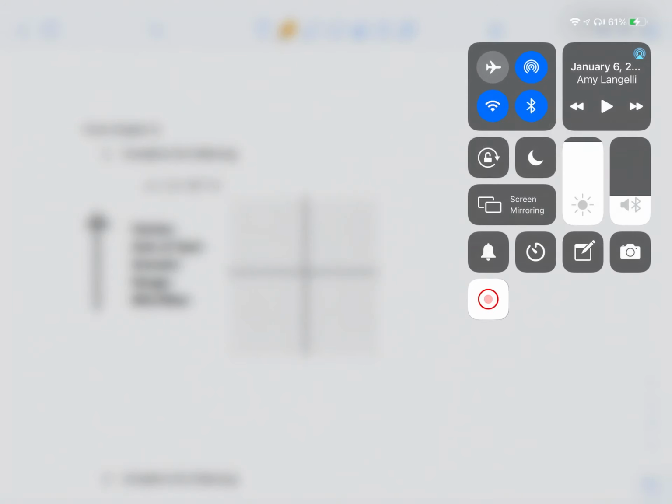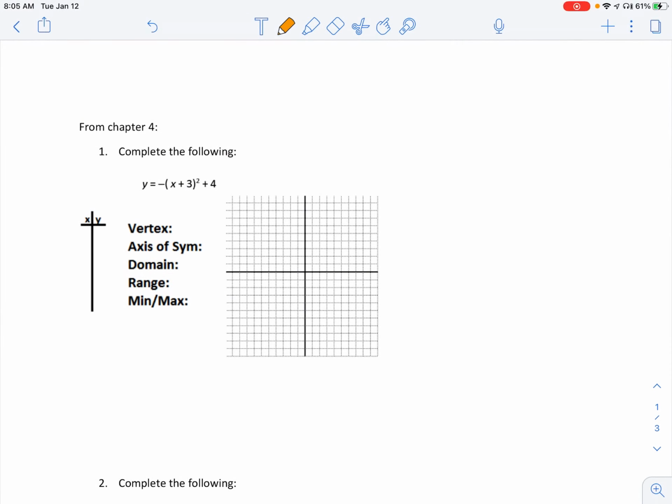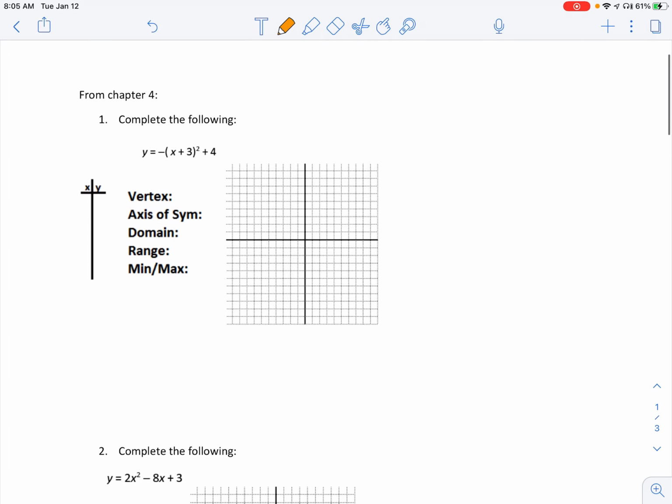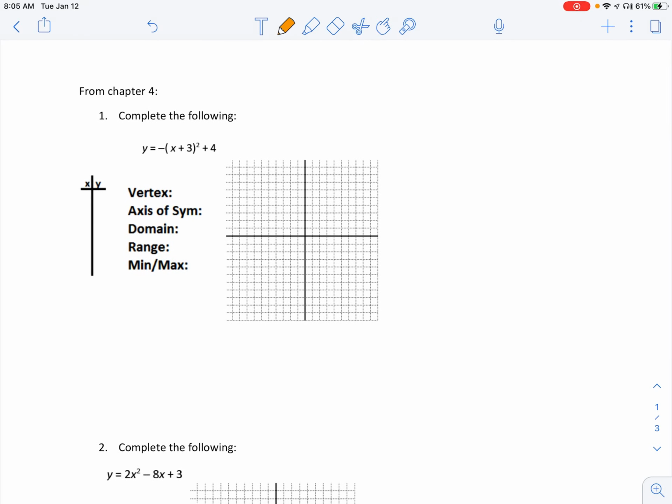All right, little by little, we're making our way through the review for the final. Let's go ahead and go through the review for Chapter 4 now. Chapter 4 was all about quadratics, and quadratics means that we have an x squared. So just about every problem that we studied had an x squared. It also dealt with imaginary numbers. So let's go ahead and take a look at our quadratics.